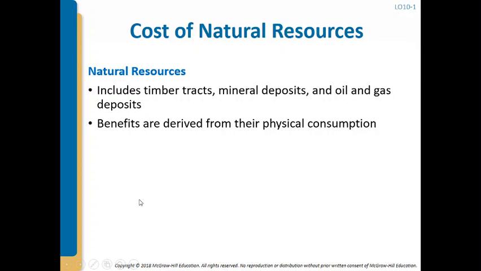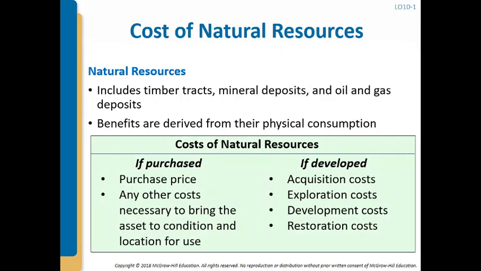Natural resources, timber tracts, mineral deposits, oil and gas deposits. Now here, the benefits are derived from their physical consumption, and so that's what we base what we call depletion. When you're dealing with natural resources, the cost allocation method is called depletion. Now, if you purchase natural resources, the capitalized amount is going to be the purchase price and any other costs necessary to bring the asset to its desired condition and location for use. And if developed, it's all those acquisition, exploration, development, and restoration costs.